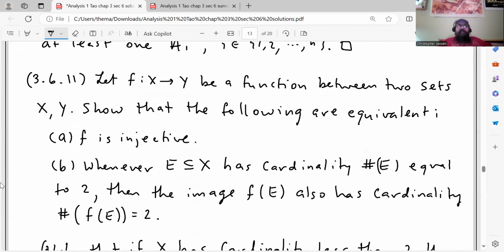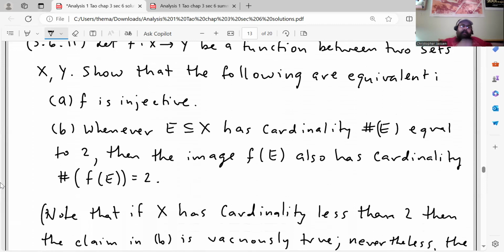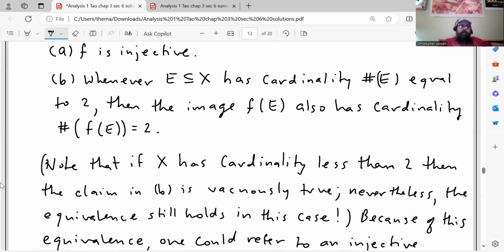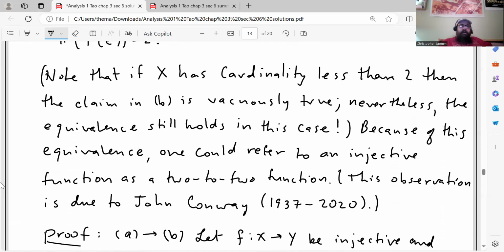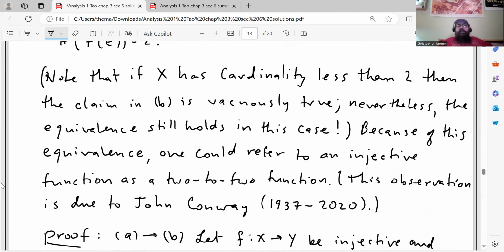3.6.11 says, let f from X to Y be a function between 2 sets X, Y. Show that the following are equivalent. A is that f is injective, and B is whenever E is a subset of X that has cardinality 2, then the image f of E also has cardinality 2. And he says as a note here, note that if X has cardinality less than 2, then the claim in B is vacuously true. Nevertheless, the equivalence still holds in this case.